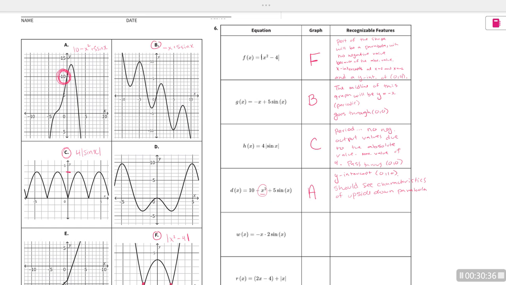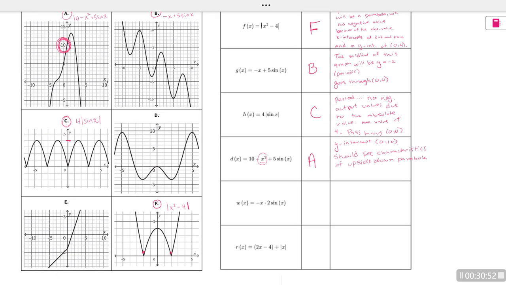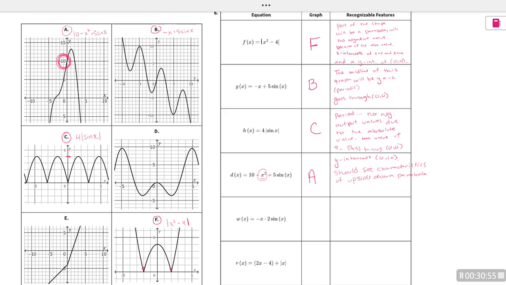Those two characteristics are enough to really identify it. We only needed one of them, but now we have two characteristics that help us identify that graph as A. So we'll move on from there. There are some other things we can point out, but that's pretty good. So we have two graphs left, D and E. We have negative x times 2 sine of x. This one has a sine aspect to it, so it should have some periodic tendencies. And this one does not, right? This one is an absolute value plus a linear equation.